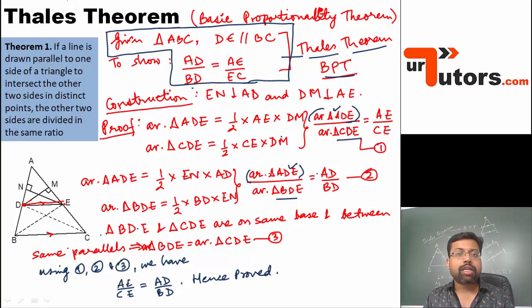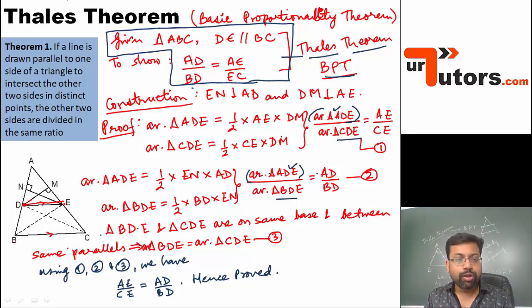The first step is constructing two perpendiculars EN and DM perpendicular to the sides. So you have DM perpendicular to AE or AC and EN perpendicular to AD or AB.